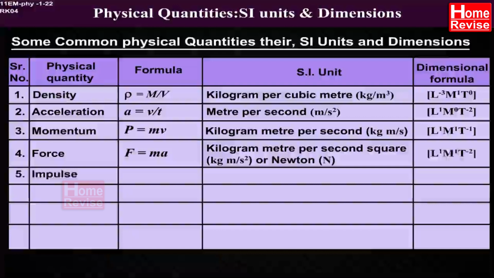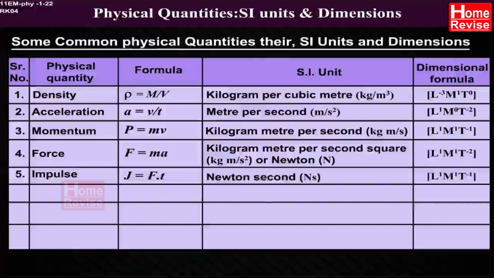5. Physical quantity, impulse. Formula: J is equal to Ft. SI unit, Newton second, Ns. Dimensional formula L^1 M^1 T^-1.